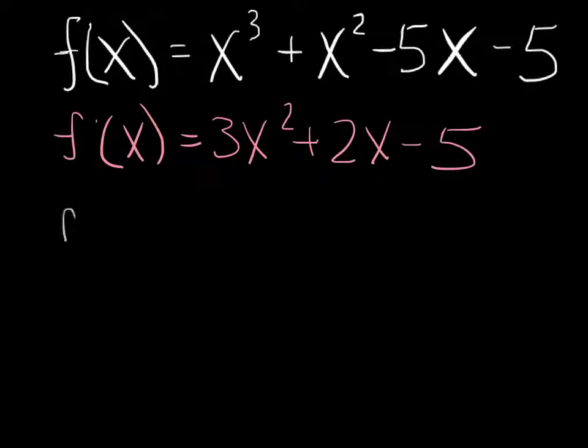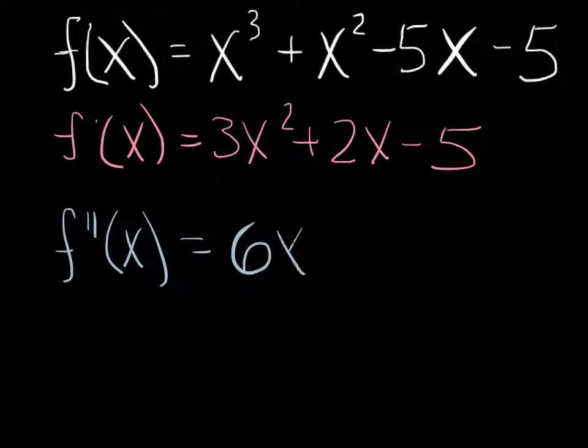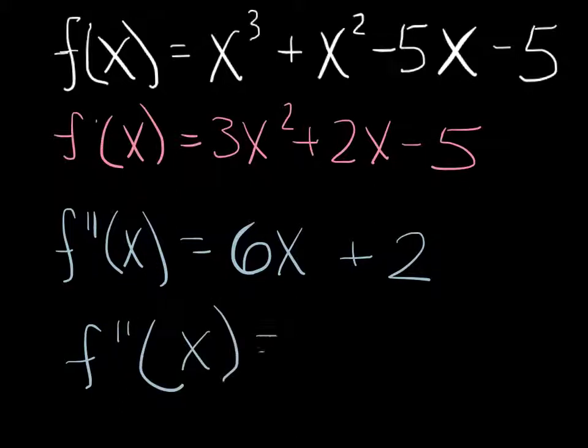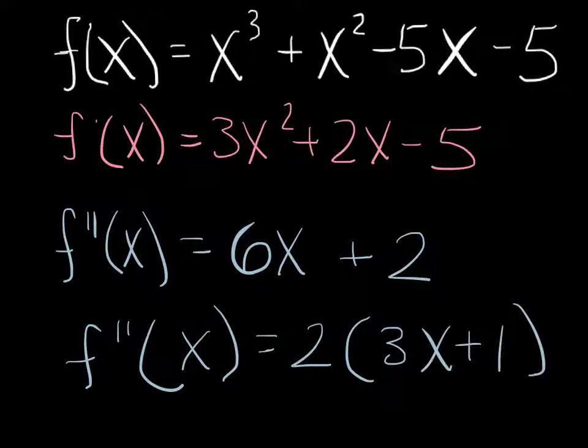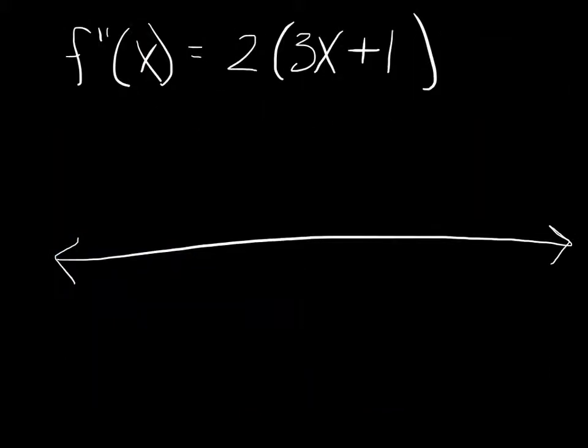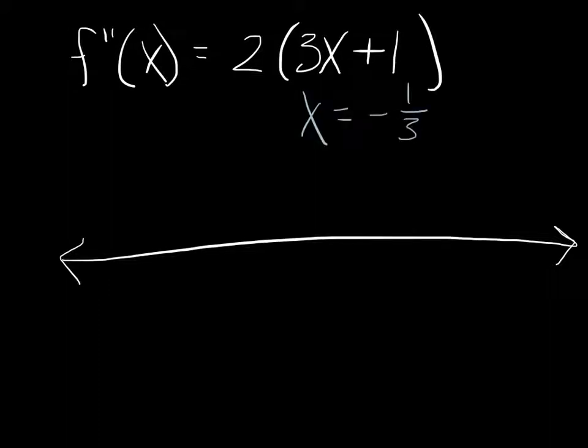Next, we simply take the second derivative, f prime prime of x, finding that it is 6x plus 2. And then we can factor this to make it easier on us, and factor out a 2, leaving 3x plus 1. We must next find the zeros, or the critical points. Here we can see that there is only one critical point, x equals negative 1/3.